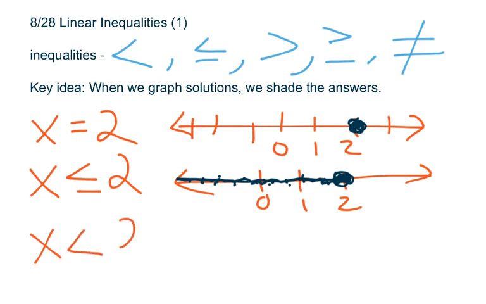Last one. Suppose it was just x is less than 2, but no longer equal to. So this one, we have like x is equal to 2, so we put a dot at the 2. Here it's less than or equal, so we're throwing in all those values that are less than, but we're still keeping the equal. How do we graph it when it's not equal?